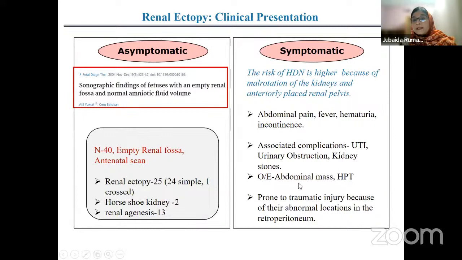If we palpate the abdomen, sometimes we can palpate the ectopic kidney. Another finding is hypertension; they are prone to develop hypertension. They are also very prone to traumatic injury because of their abnormal location in the retroperitoneum.